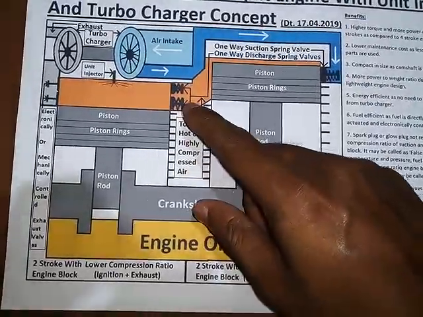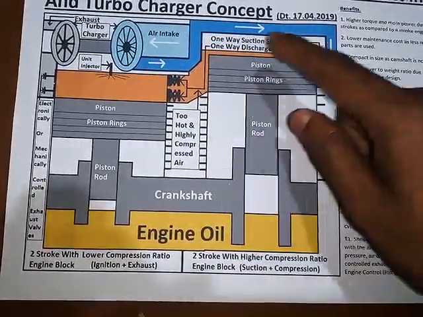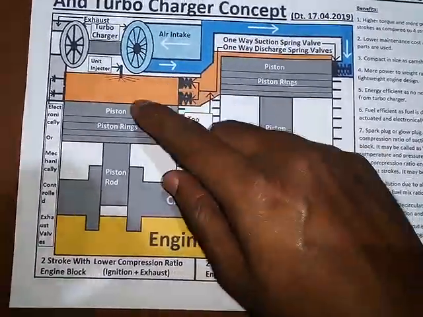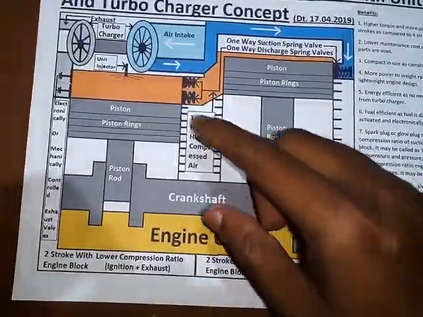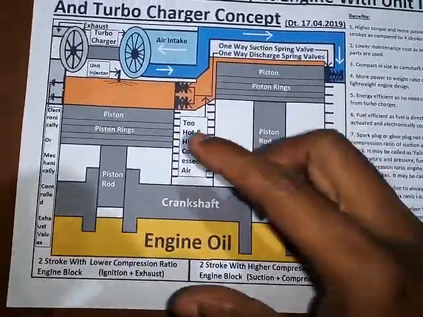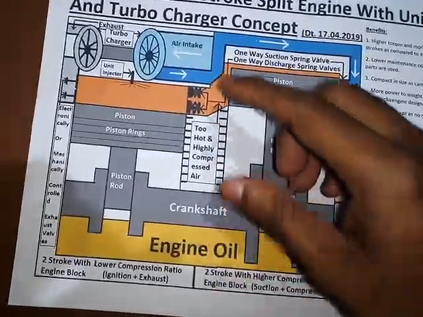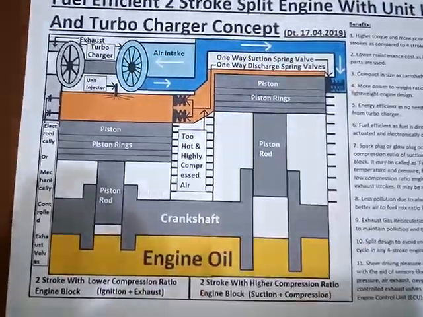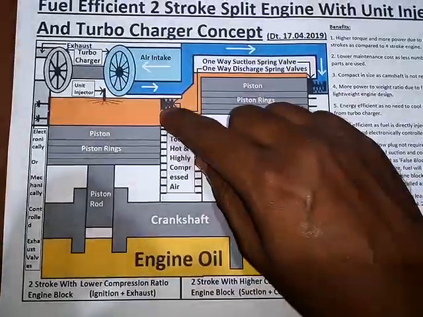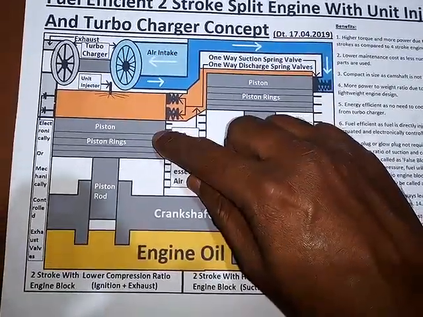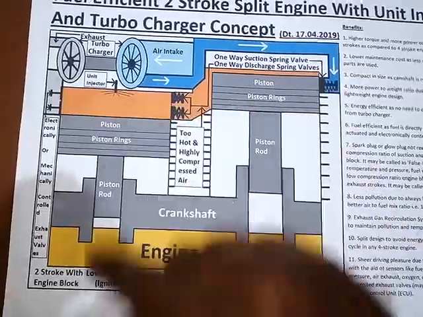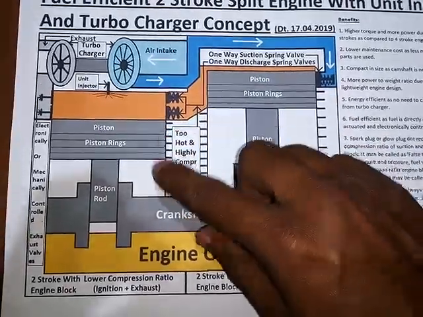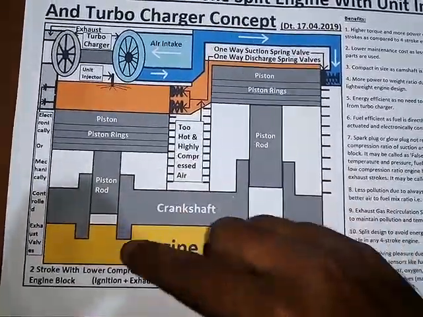So these are one way discharge spring valves, meaning air will enter through this path and the compressed air will enter this chamber. And here, due to the highly compressed and hot air, when the fuel is injected during this time, it will be auto ignited, the fuel will self detonate. So this is the 1/3 cycle of that piston, and at that particular time the fuel will be injected, and by that the fuel will burn and it will give us better power.